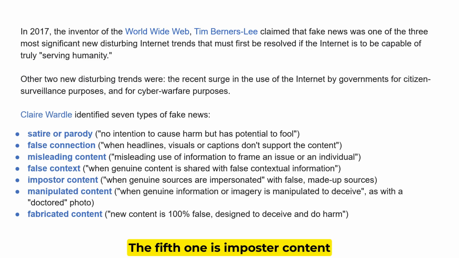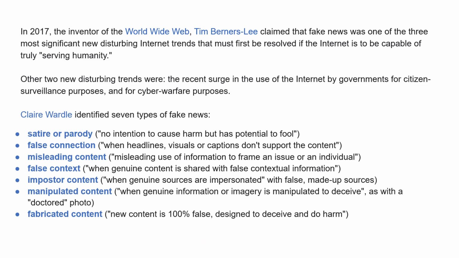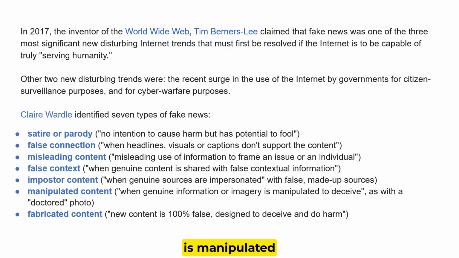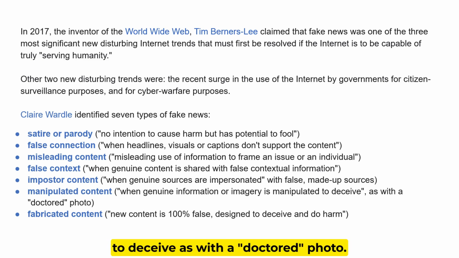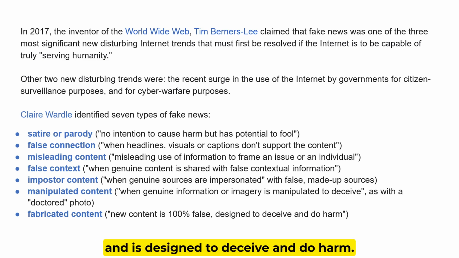The fifth one is impostor content, when genuine sources are impersonated with false made-up sources. The sixth one is manipulated content, when genuine information or imagery is manipulated to deceive, as with a doctored photo. And the last one is the fabricated content. That is new content, so it's 100% false and is designed to deceive and do harm.